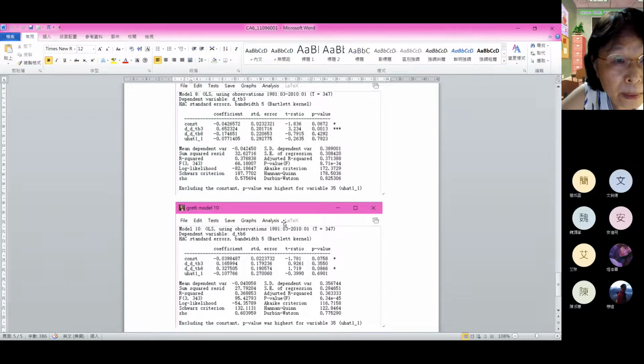lower part. If you are checking the Granger causes from TB6 to TB3, you need to run the new model for the residual. But if you are using TB3, where TB3 Granger causes TB6, then you can use U hat one. Okay, understand what I'm saying here?